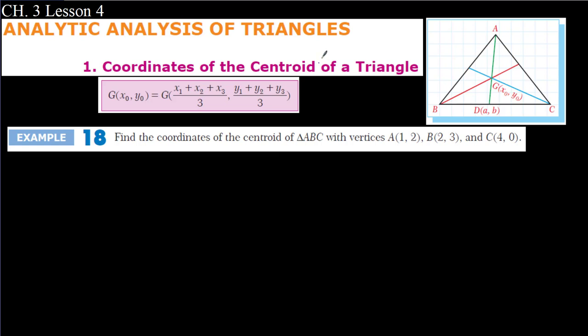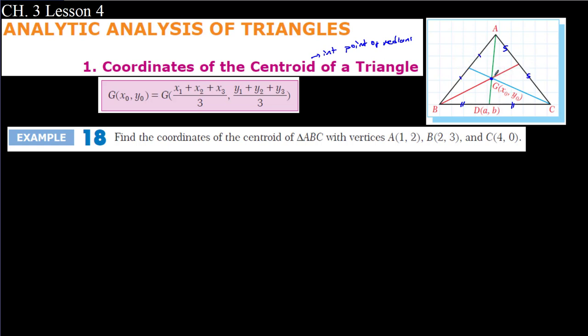The centroid is the center of gravity, also called the intersection point of the medians. If you remember, the median is an auxiliary element in the triangle that is drawn from one vertex to the opposite side and divides the opposite side into two equal parts, which means that these two sides are the same, and these two are the same, and these are the same.